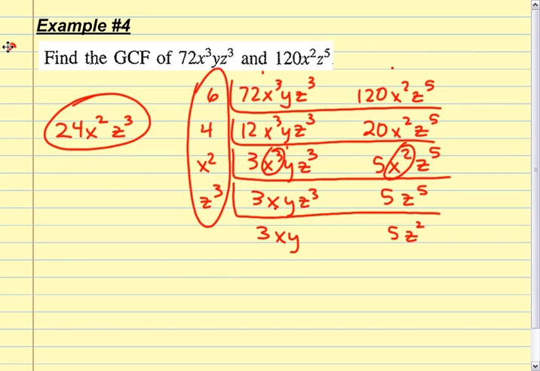Also, if this were a fraction, if it were 72 x cubed y z cubed over 120 x squared z to the fifth, then this is the fraction reduced: 3xy over 5z squared. Boy, that turned out really nice. Okay? All right. Nice job. We're ready for the next one.